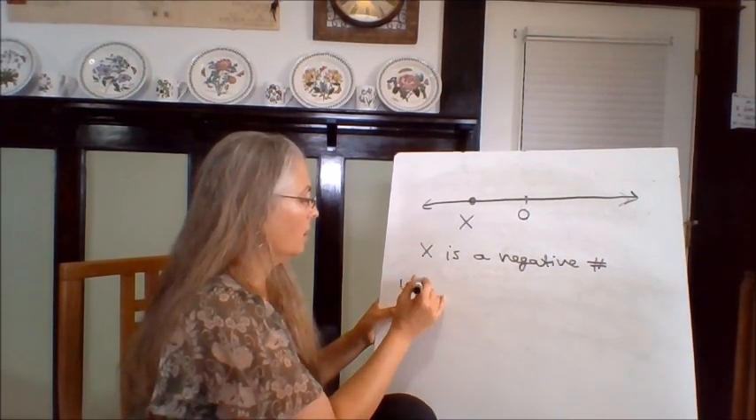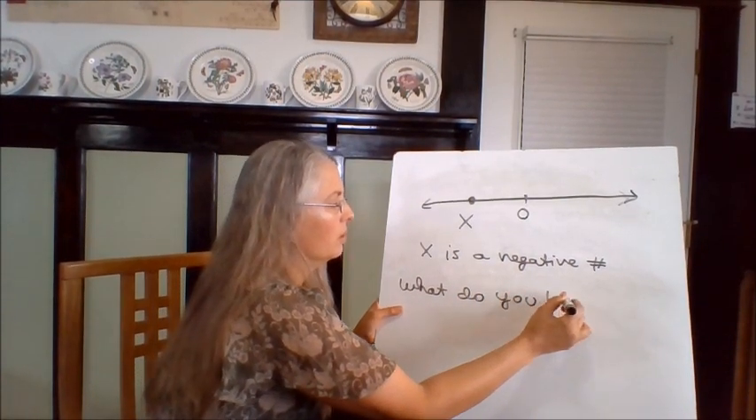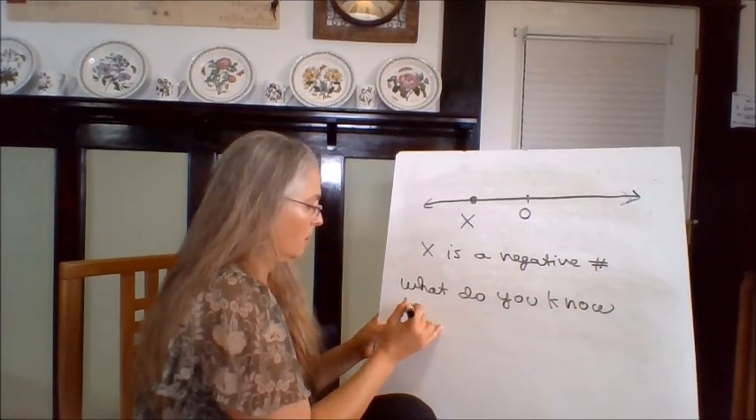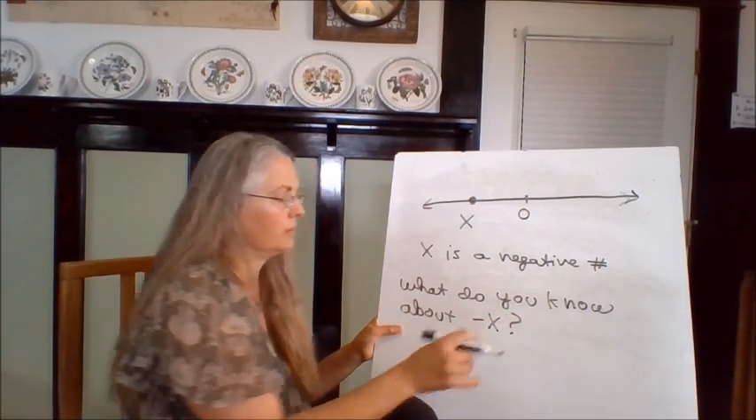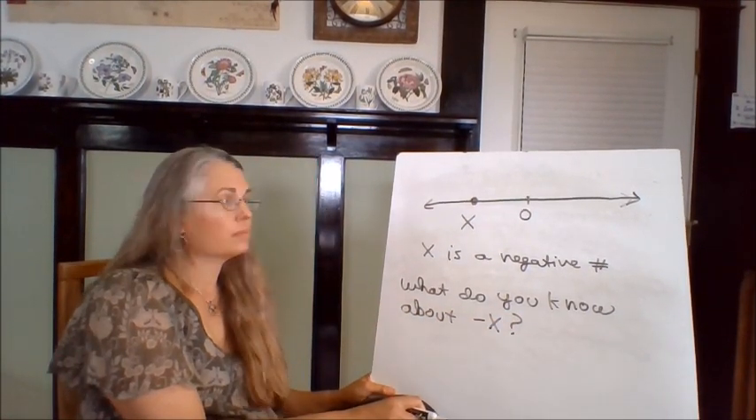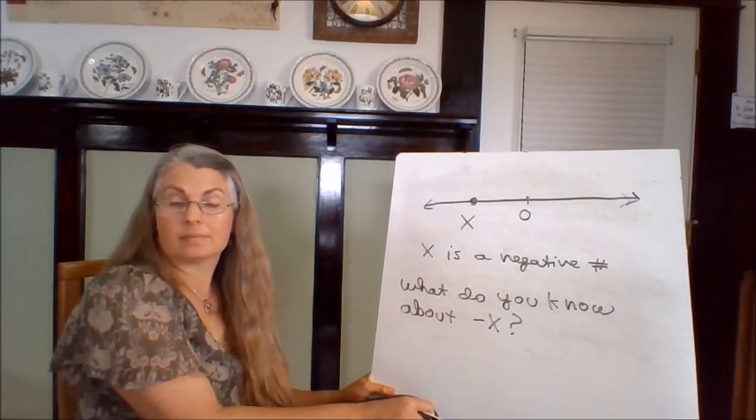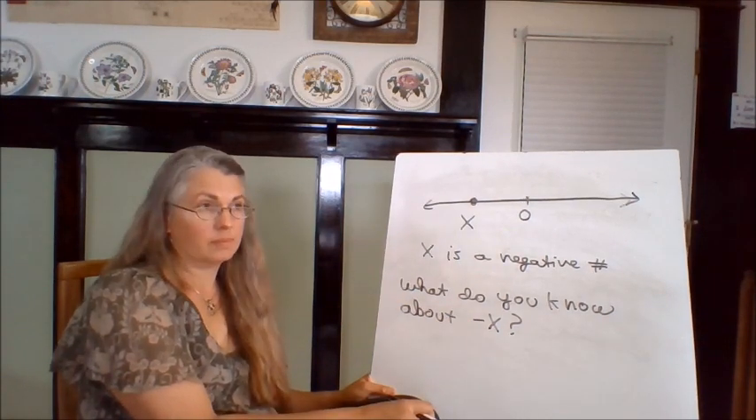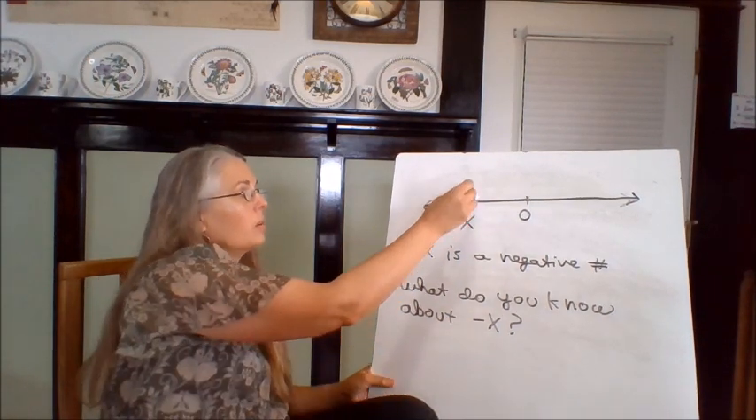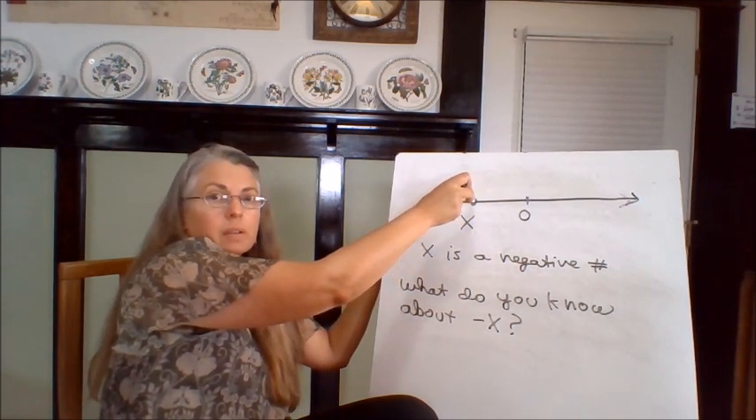And I'll say, what do you know about negative x? To the left of 0. Negative x? Where is negative x on this number line? It's a negative, so it's to the left of 0. Tell me, okay, I'm right here. This is x. Tell me where to draw negative x.